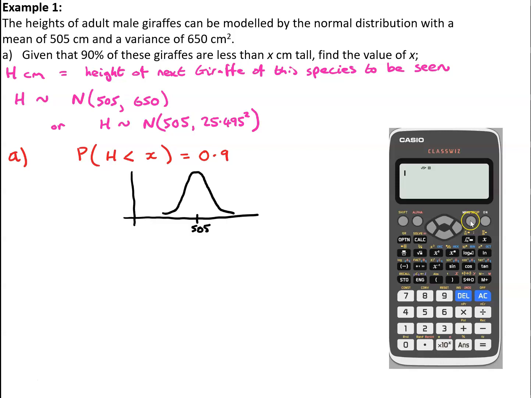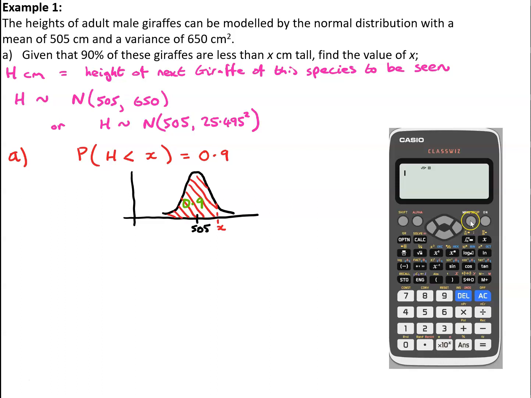Okay, and we can think of that in terms of a picture. There's our distribution of the heights of the giraffes with a mean of 505. What we're trying to find is the value little x, so that the probability that the height is less than little x is equal to 0.9. In other words, the area underneath the graph to the left of little x has got to equal 0.9.